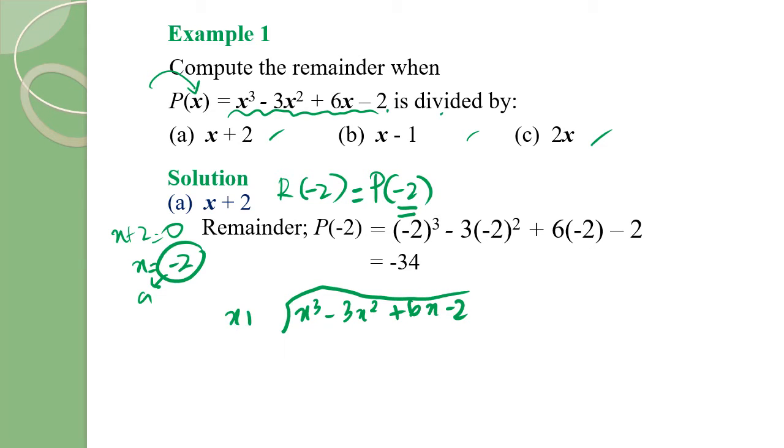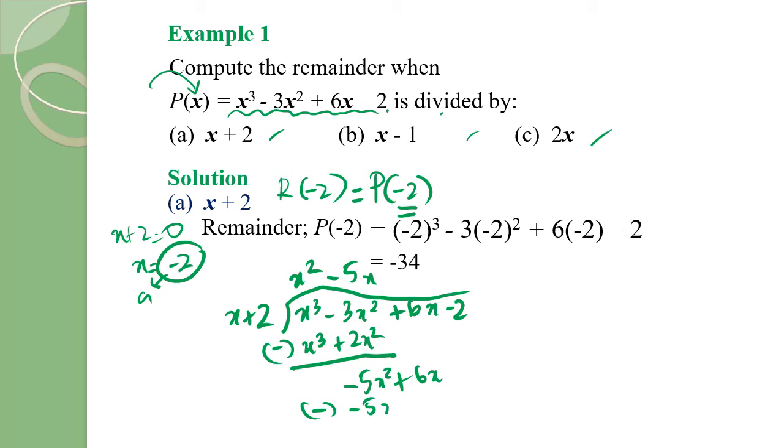So the divisor is x plus 2. So x squared, so we have x cubed plus 2x squared. Minus, we have minus 5x squared plus 6x. So minus 5x squared minus 10x. So we have 16x minus 2. So plus 16, so minus 16x.